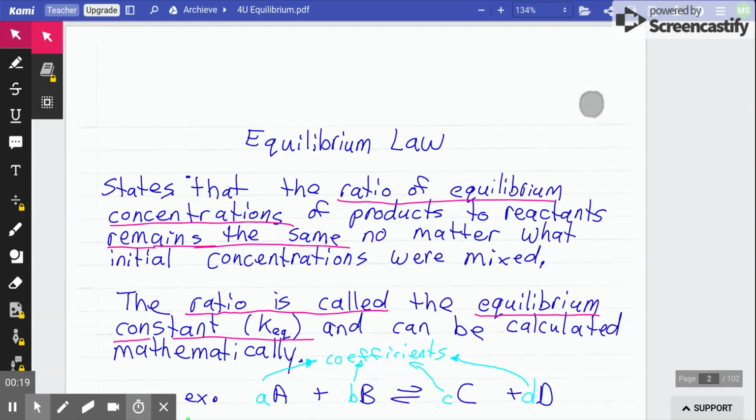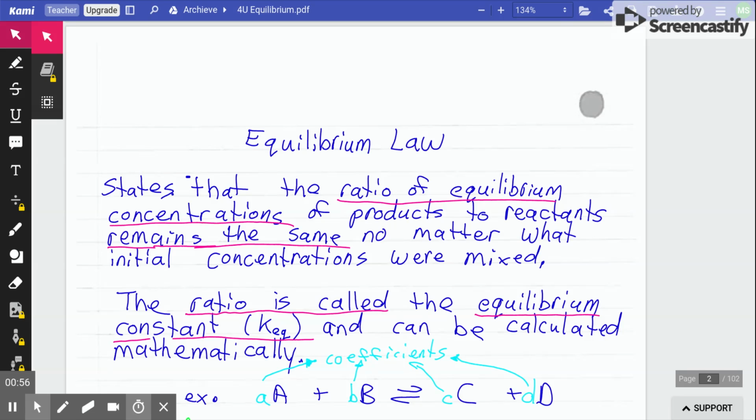So the equilibrium law says that the ratio of equilibrium concentrations of the product to reactants remains the same no matter what initial concentrations were mixed. So it doesn't matter what you start with, the ratio of concentrations of reactant to product is always going to be the same for a reaction. If you start with no product and all reactant, you're going to end up with the same ratio as if you started with all product and no reactant, or a little bit of both.